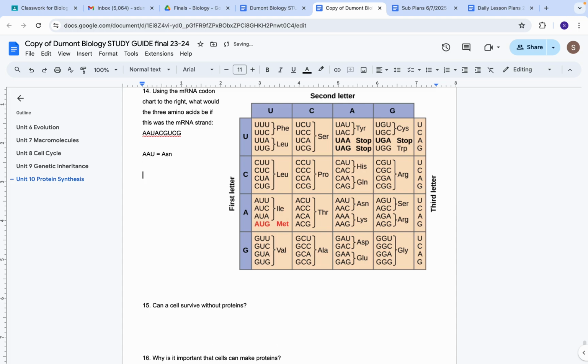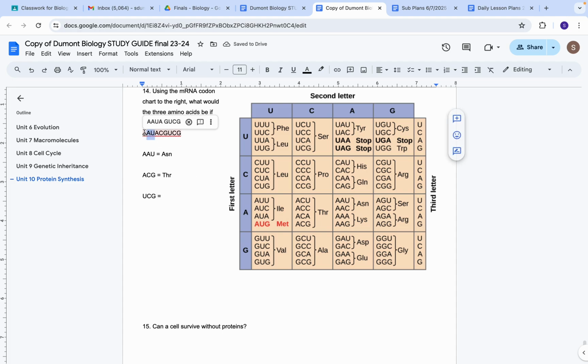Okay, ACG. A, second column is C, G would be THR. And then UCG. You can circle these or just write them, a little tricky to not get your codons messed up. But separating out the codons is a good way to make sure you're not making a mistake here. UCG, U, then C, G would be serine. Serine. That question's done.